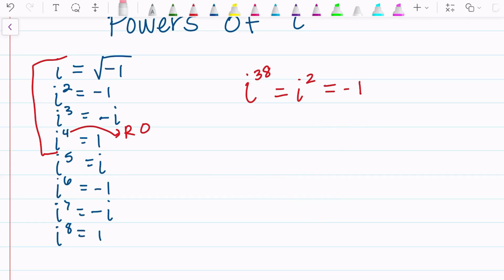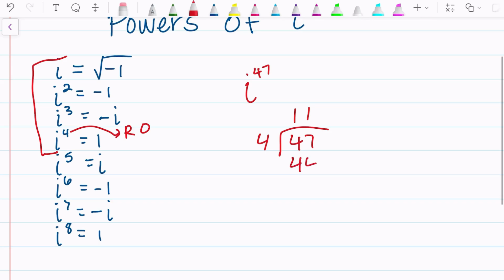All right, so let's see if I had i to the 47th. If I have i to the 47th, I'm going to do 47 divided by 4. That gives me 11 on the top because 11 times 4 is 44. I'm going to subtract. I get a 3. It's remainder 3. That means this is equal to i to the 3rd, which is negative i. So that is really what you do.